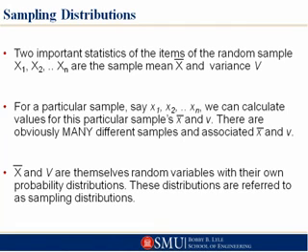So let me read through here. For a particular sample, say x1 through xn, we can calculate values for that particular sample: x bar, the sample mean, and the sample variance. There are obviously many different samples, with sample means and sample variances for each one of those different samples I could take. X bar and the sample variance turn out to be random variables themselves with their own probability distribution. That's what we would be looking at: what is the distribution of the sample means? What is the probability distribution associated with sample variances?